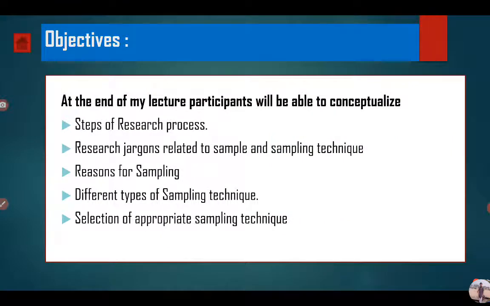So at the end of my presentation, I think the audience will be able to conceptualize the steps of the research process, research jargon related to the sample and sampling technique, the reasons for sampling, the different types of sampling technique, and also the selection procedure of sampling technique for the specific research process.